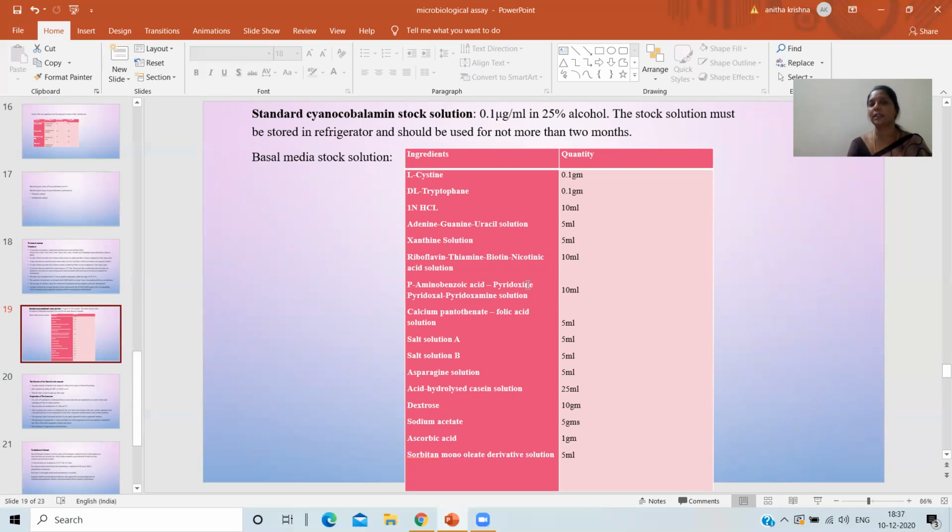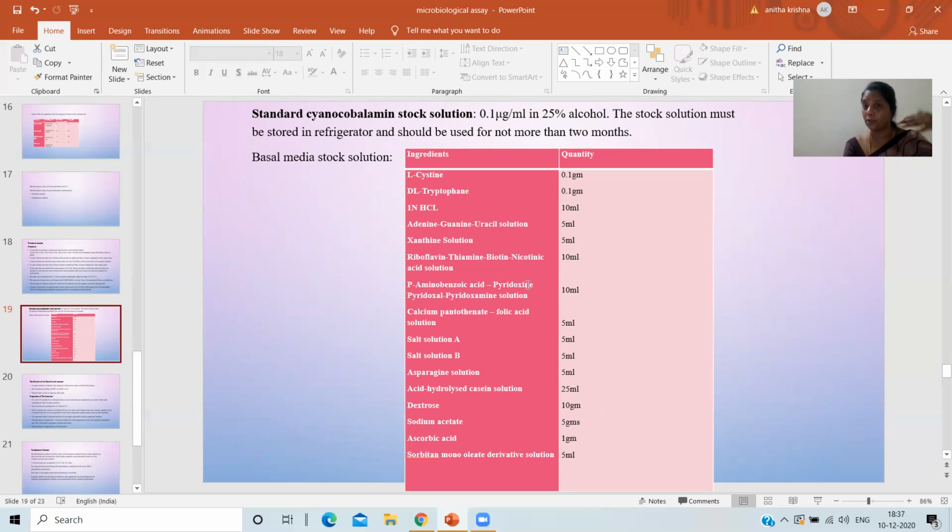And how do you make your standard solution? The cyanocobalamin solution should contain a concentration of 1.1 micrograms per ml in 25% alcohol, which will give you the standard solution. Whatever standard stock solution you make has to be refrigerated and cannot be used for more than 2 months.